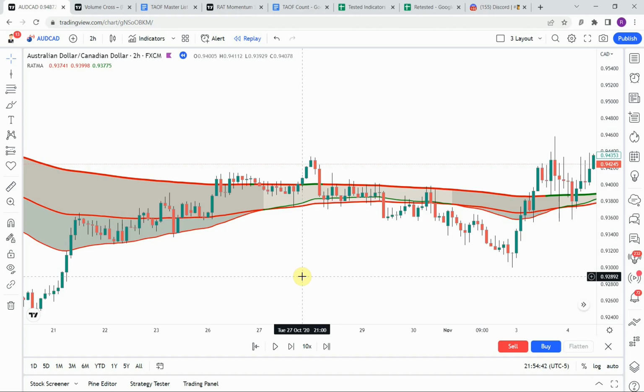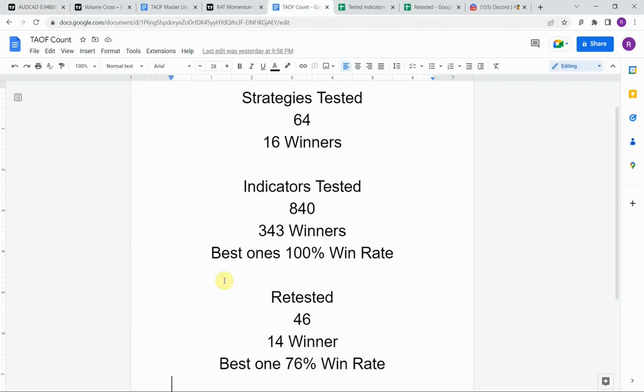Alright, as I said, today we will be looking at an advanced testing of the RAT momentum indicator. Before we do though, I wanted to put the testing scoreboard up for everyone to see. So to date, we have tested a total of 64 different strategies, with 16 of them being profitable. We've also tested a total of 840 indicators, with 343 of them being winners. The best ones so far were able to achieve a 100% win rate. Now you need to go back and watch those videos to understand the context of how they were able to achieve that. So go back and watch those videos and see what you can get out of those winning indicators.